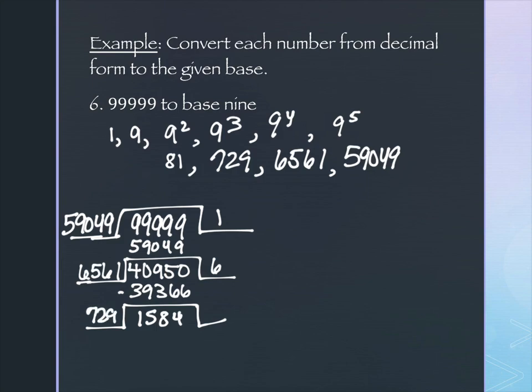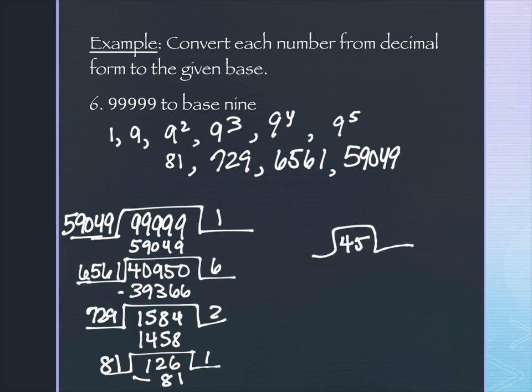729. Goes in twice. What is that one? 1,458. 126. We'll divide by 81, which will go in once. 126 minus 81, what is that? 45. We'll divide by 9, 5 times.